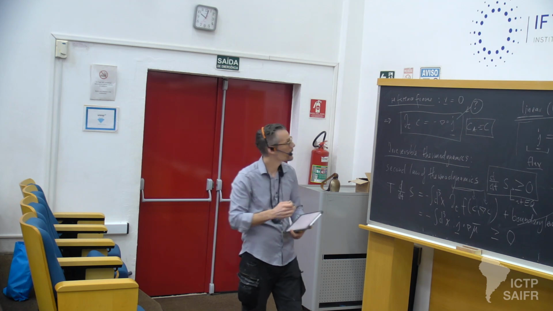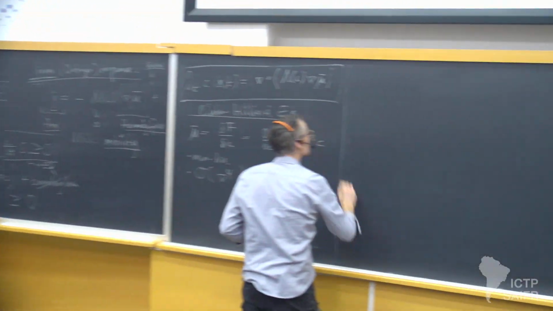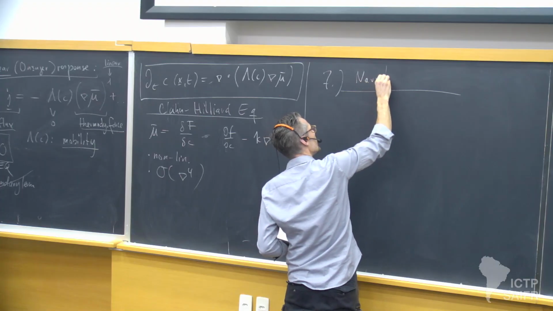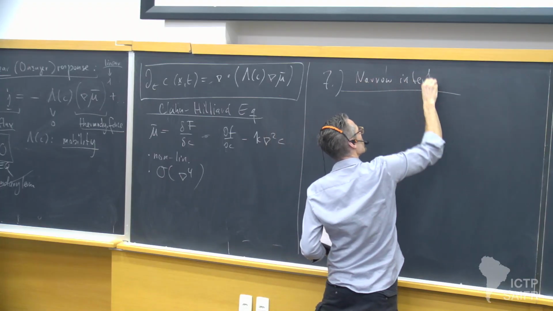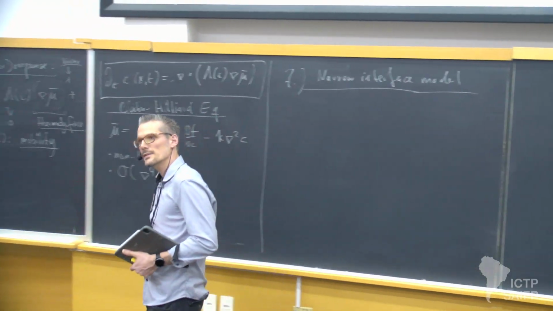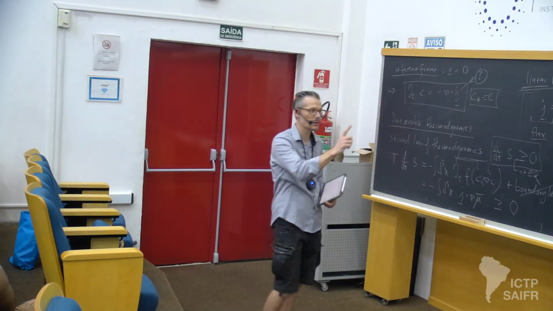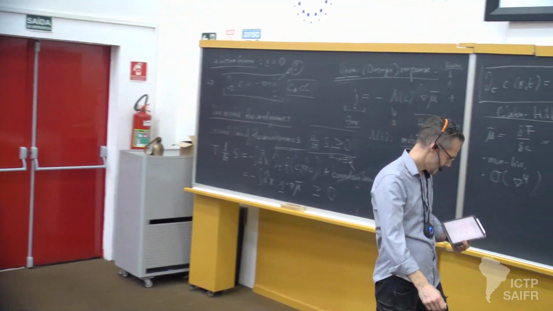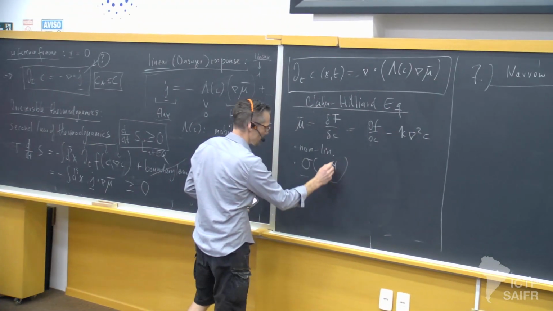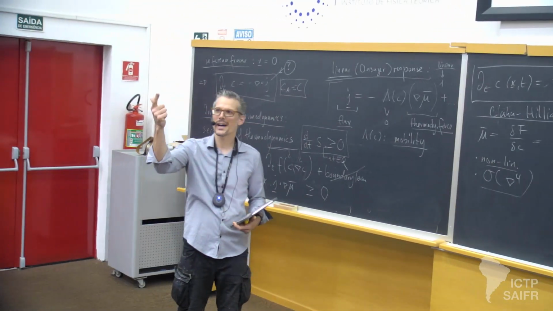Good. So what number am I? 7. The first step is the narrow interface model. I show you now the easiest version, and we will exploit this later in many other projects. Narrow interface model. What are the problems here? Simply, we want to get rid of both the nonlinearity and the higher order gradient terms.